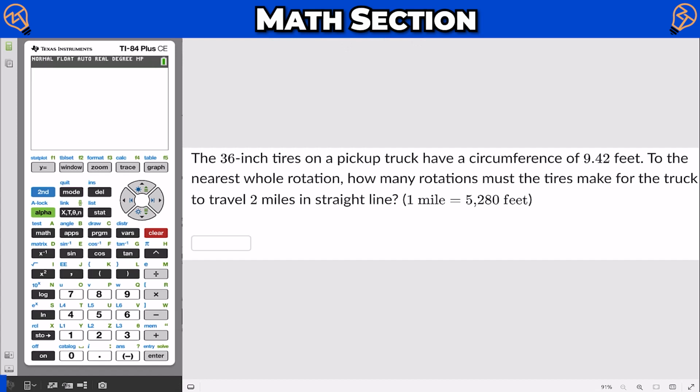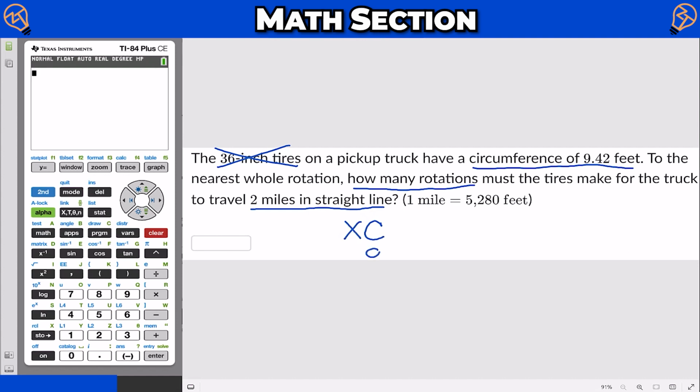So in this problem here, they're telling us the circumference of the tire, and they actually give us this additional information that we don't really need for solving it. They want to know how many rotations it is going to take for the truck to travel 2 miles in a straight line. Now, a rotation is really going to be equivalent to circumference. So they're saying how many circumferences?